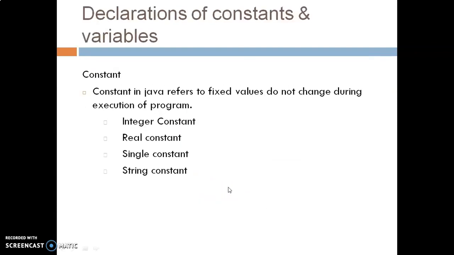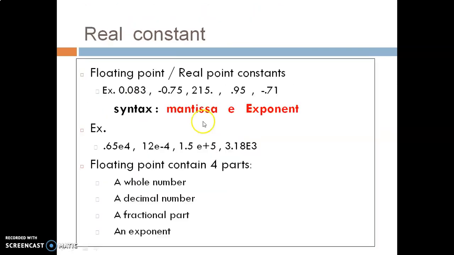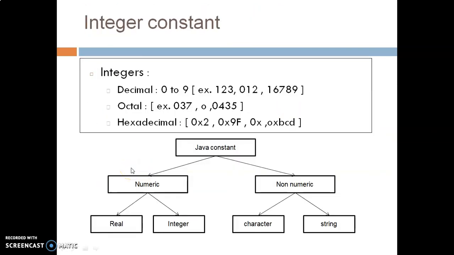Declaration of constants and variables. When I am talking about a constant, I am talking about fixed values which are not going to change during the execution of a program. That also we are using in the program. There are a few types of constant: integer constant, real constant, single character constant and string constant. When I am talking about integer constant, you can see here, these are all examples of integer constants that you can use in your program. When I am talking about hexadecimal, you will have to use the numbers like this.